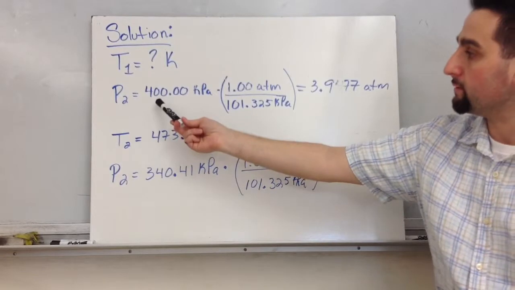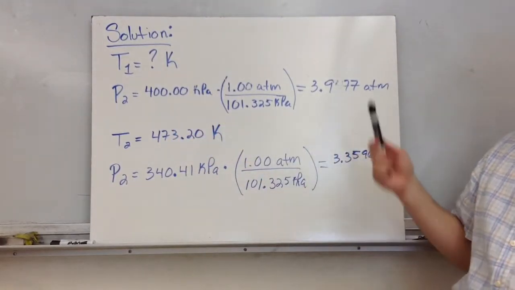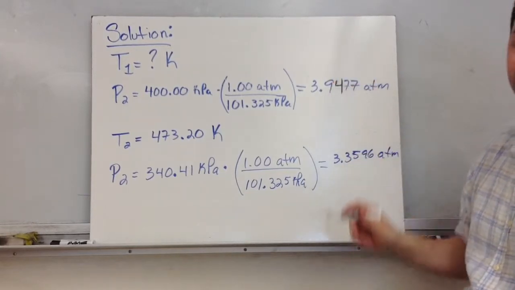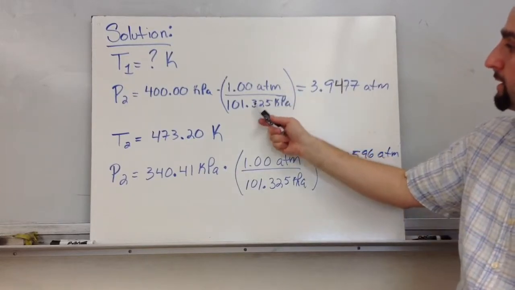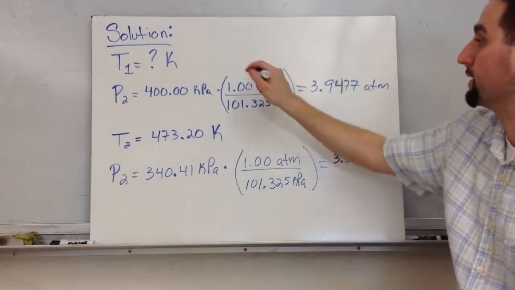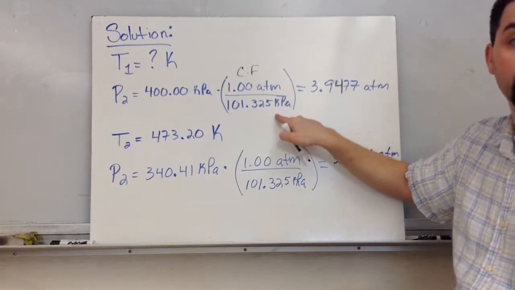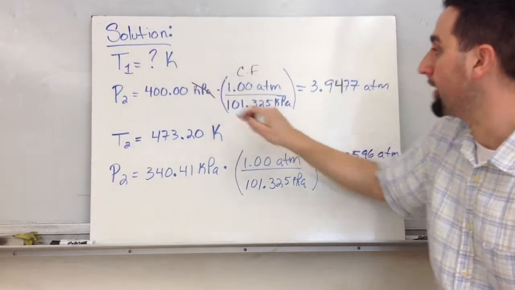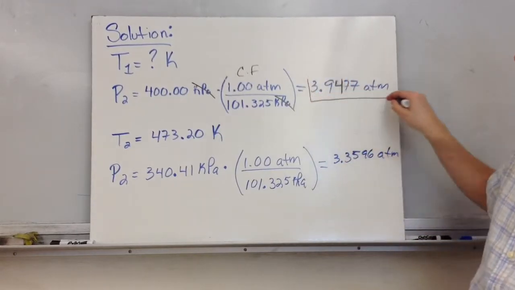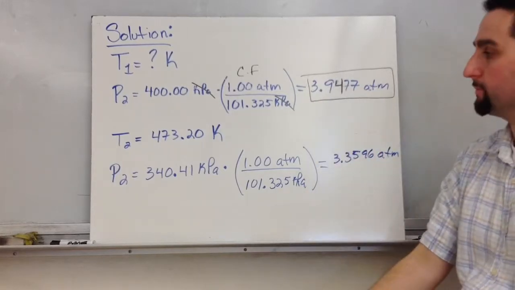We know that our first pressure is 400 kilopascals, but we need to convert that to ATM. We know that 1 ATM is equivalent to 101.325 kilopascals. This is our conversion factor between the ATM and the kilopascal. My kilopascals cancel, so this converts to 3.9477 ATM.